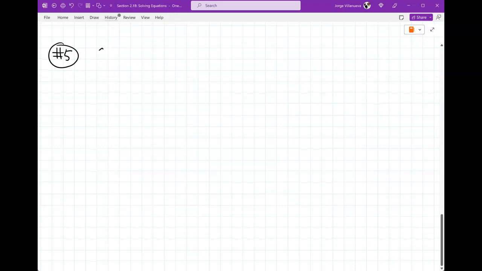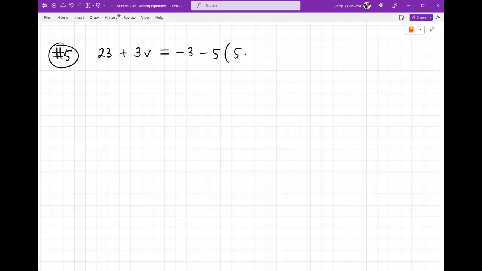All right, so here we go. 23 plus 3v equals negative 3 minus 5 times the quantity 5 minus 4v. So they're just adding more stuff. I mean, that's basically all they're doing. But once you clean it up, it becomes the same type of problem. Don't let the problems scare you just because they're longer. You just got to take a couple steps just to simplify.